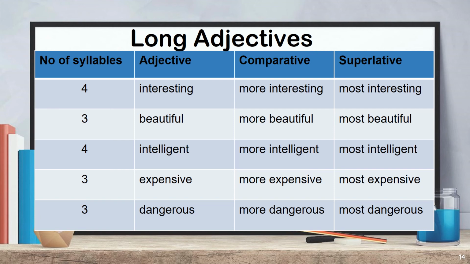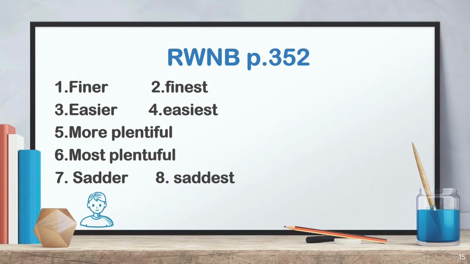Now here I want you to see, like, here's a chart in front of you, with a lot of long adjectives like interesting, beautiful, intelligent, expensive, dangerous. How do we use them when you want to compare? And how do you use them when you want to compare between more than two things, like when you want to use them as a superlative adjective? Now I want you to open your book on page 352. You have the exercise in front of you. Write the comparative and the superlative forms of each adjective. In the first one, we have fine.